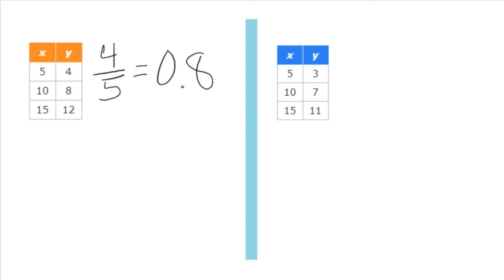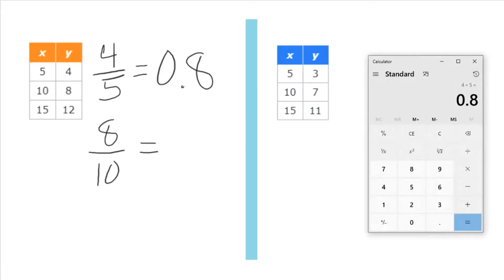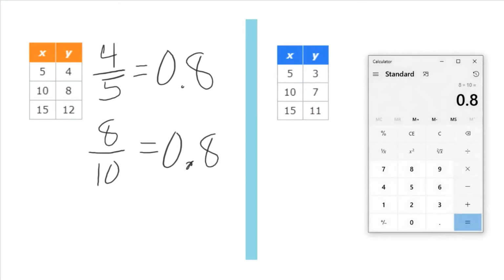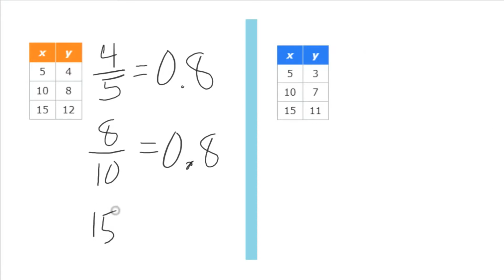And then the next two. So then we would have 8 over 10, taking the Y value over the X value, the ratio of Y to X. And I already know that 8 divided by 10 is going to be 0.8, since it literally reads the same way as 8/10, but I will prove it with the calculator as well. It's tough for me to put a decimal there. Sorry about that. And the third would be 15 over 12, or 15 divided by 12.